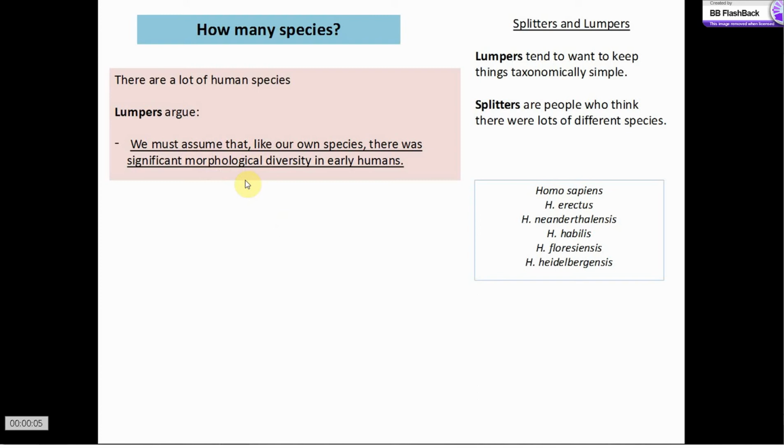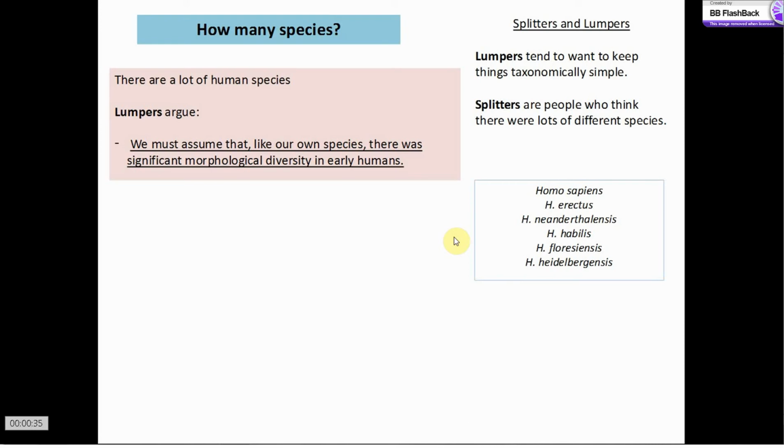And this is actually a good point. Keep this in mind. Lumpers assume that, like our own species, there was a lot of diversity among early humans. And so every time you find a different population with their own distinct anatomical features, you don't have to name them a new species, right? Future lumpers will look at all of contemporary human life in the fossil record that we leave behind millions or billions of years from now.